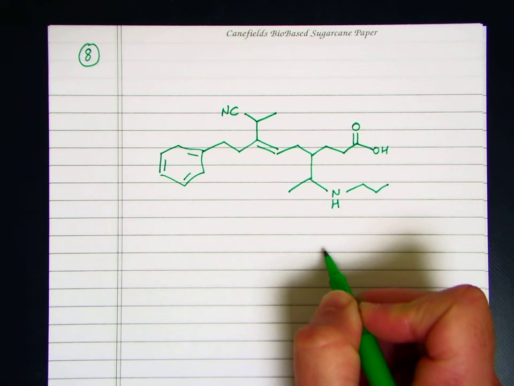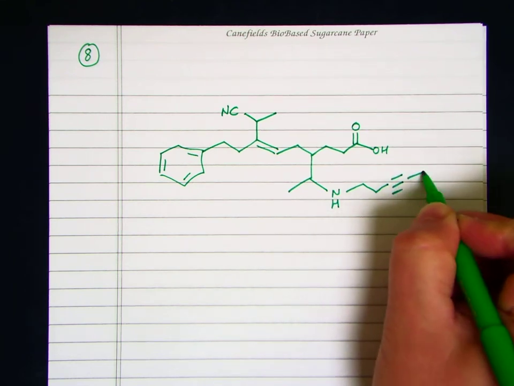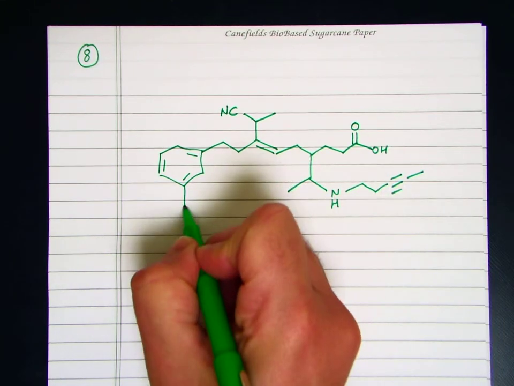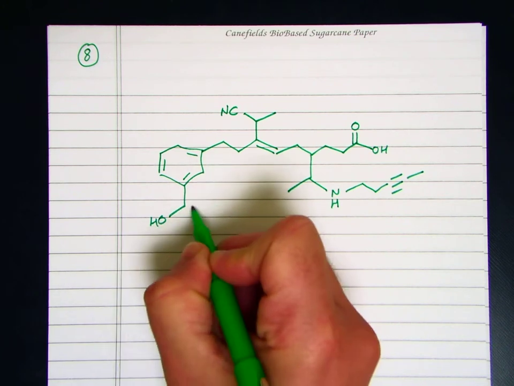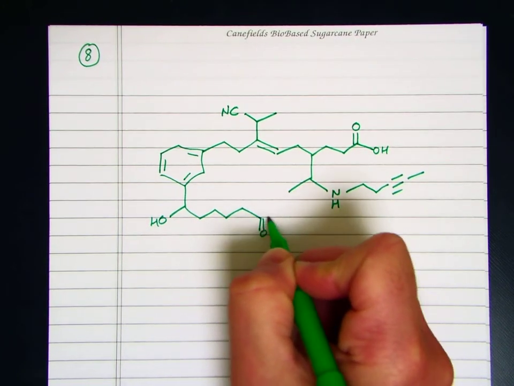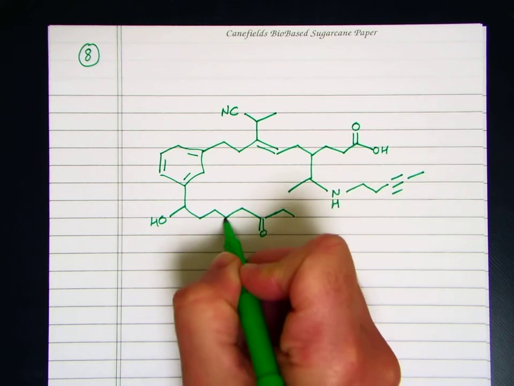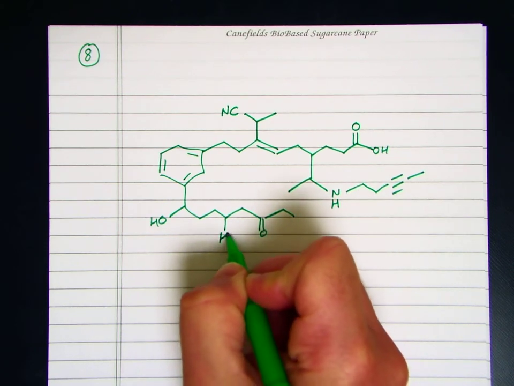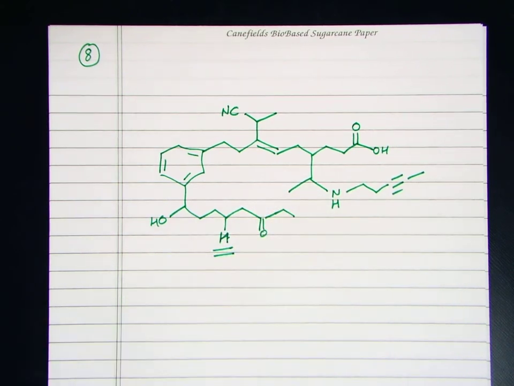We've got a secondary amine here. We've got an alkyne over here. We've got an alcohol over here. We've got a carbonyl down at the bottom, make it a ketone. And I'm just going to put in a hydrogen there. Usually we don't show hydrogens, right? So this is our molecule.